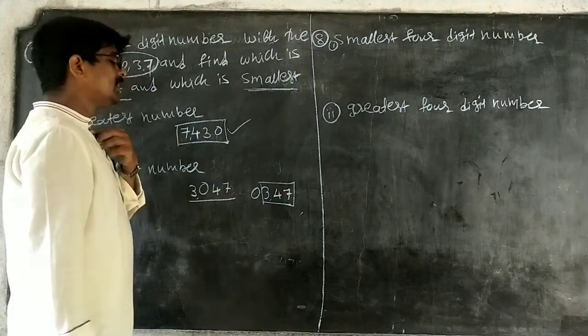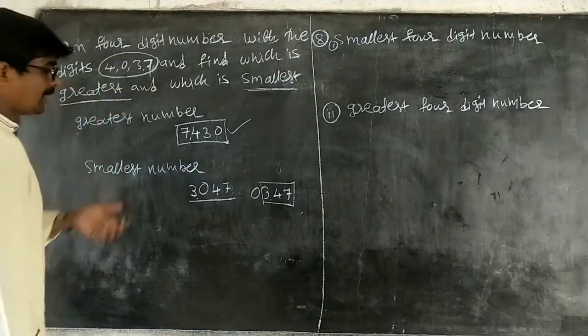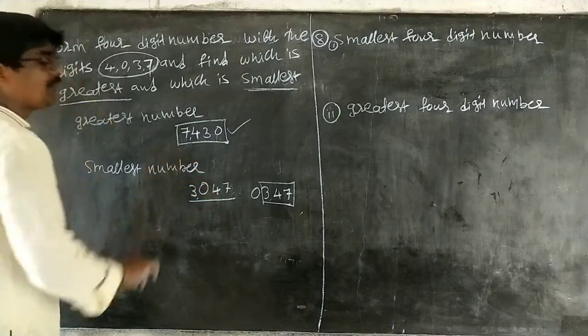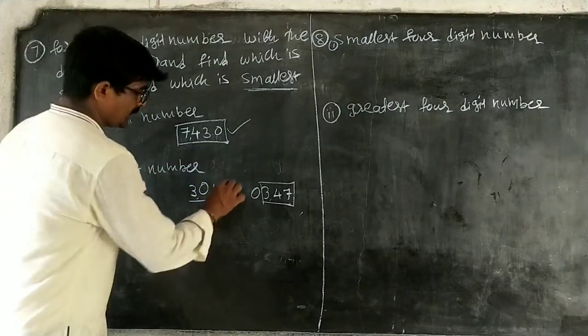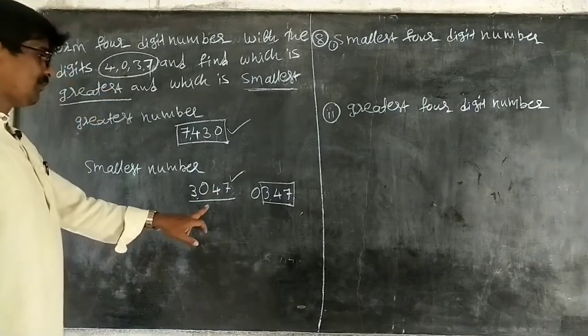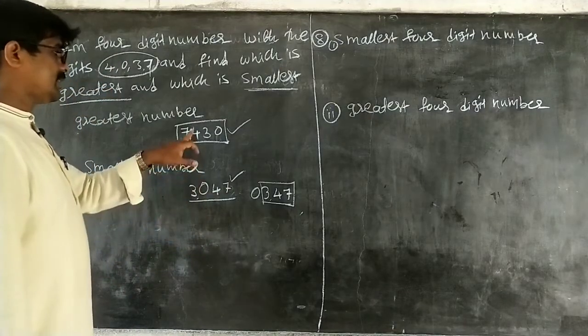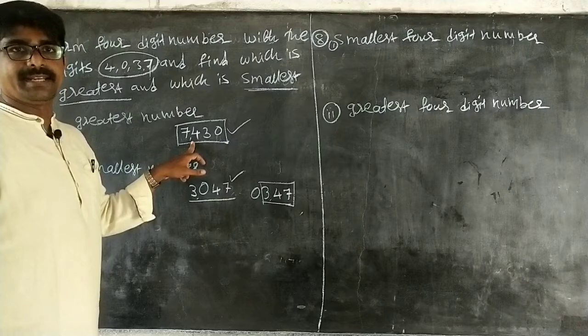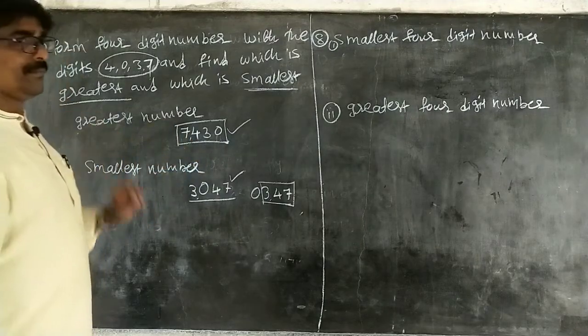This is only a 3-digit number, but we have to write a 4-digit number. That's why this is the smallest 4-digit number. This is the biggest, or greatest, 4-digit number.